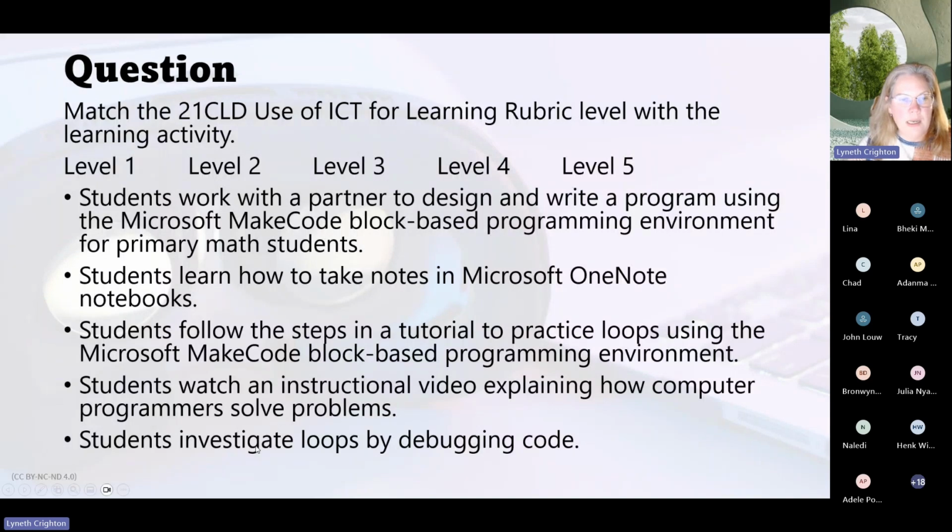Which would be level 2, and lastly, they investigate loops by debugging code. So obviously it would support knowledge construction and they would require it, but it is not producing an authentic design.